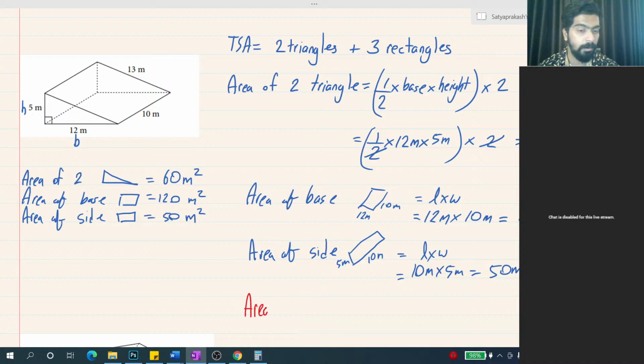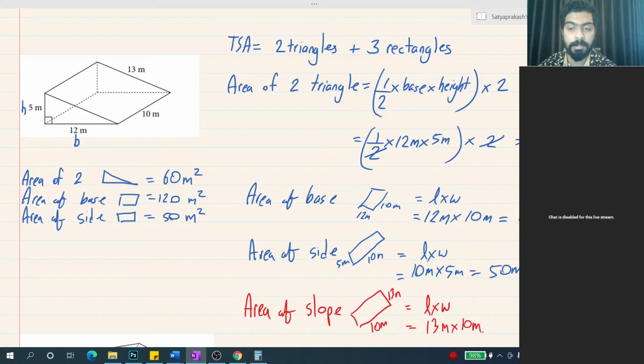So let me write that down. Area of slope rectangle, which would look something like this, where the dimensions are 10 meter and 13 meter, right? Again, let's start off with the formula, which is length times width. So we have 13 meter times 10 meter, which is 130 meter square, right guys? So the area of the slope rectangle is equal to 130 meter square.